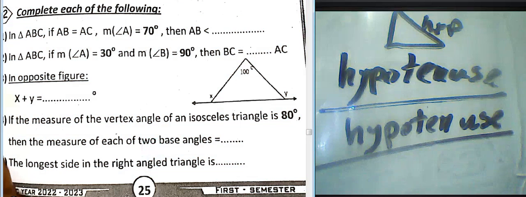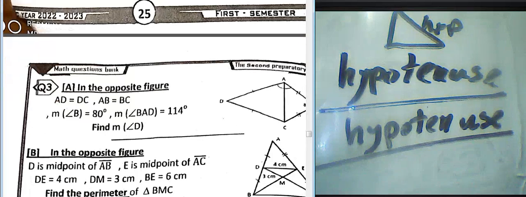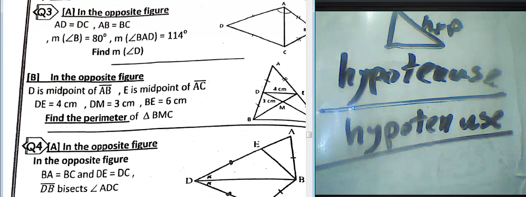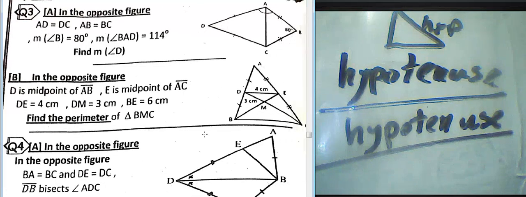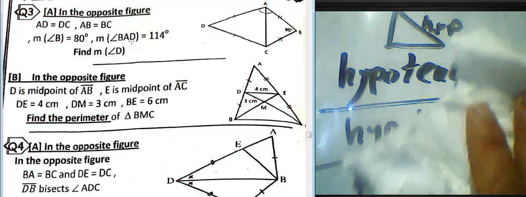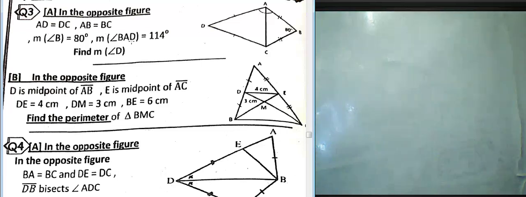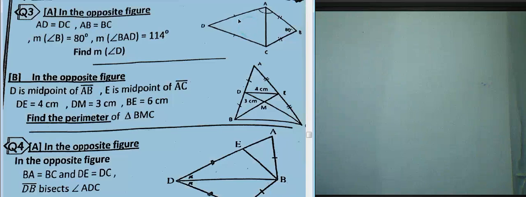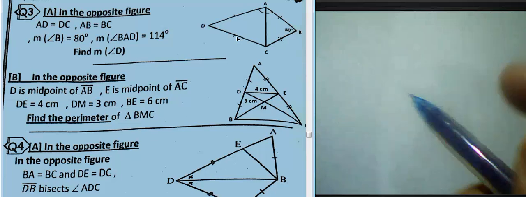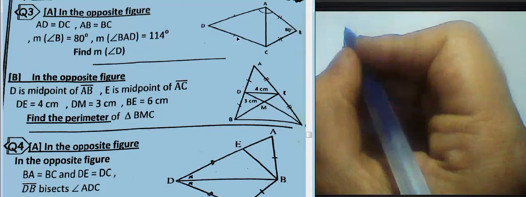Look at the question here. Question number 3, in the opposite figure we have triangle ABC and triangle DAC. You want to find the measure of angle D. We have two isosceles triangles. I will solve it on the paper, so pay attention to know the steps with me.